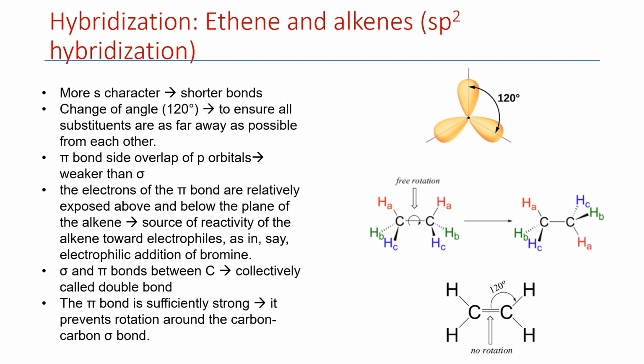The pi bond is formed by a side-to-side overlap between two p orbitals, and in this case, the pi bond is much weaker than the sigma bond. So this side-to-side overlap will generate a pi bond which is weaker than the sigma bond. This is why ethenes or alkenes are much more reactive than the alkanes.